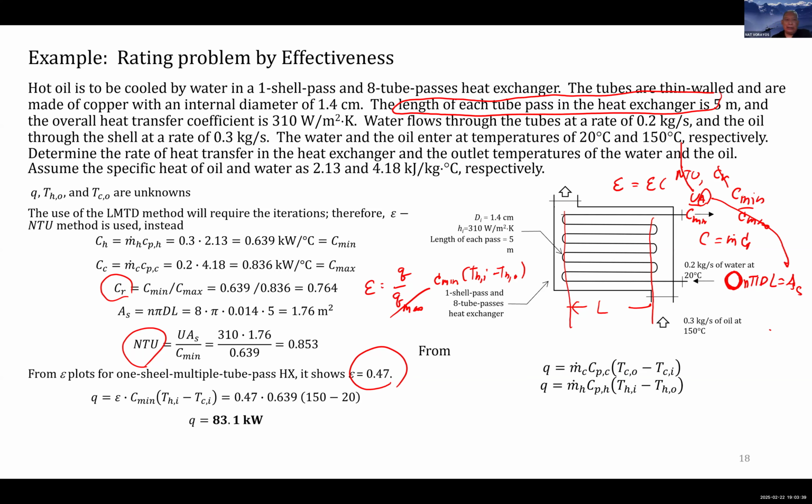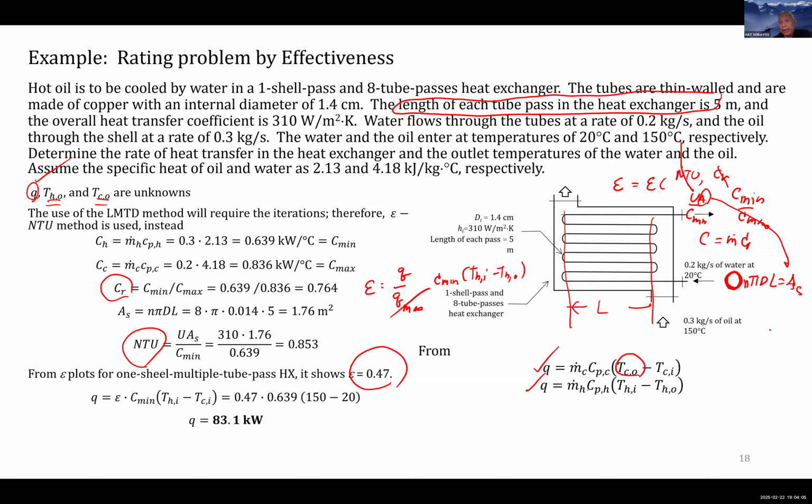And after that, this one is found. Other than that, you can find THO and TCO. Why? Because if you know Q from this one, you can find TCO, providing that TCI is known, M.C is known, CPC is known. Okay, which are already given in this problem, obviously.